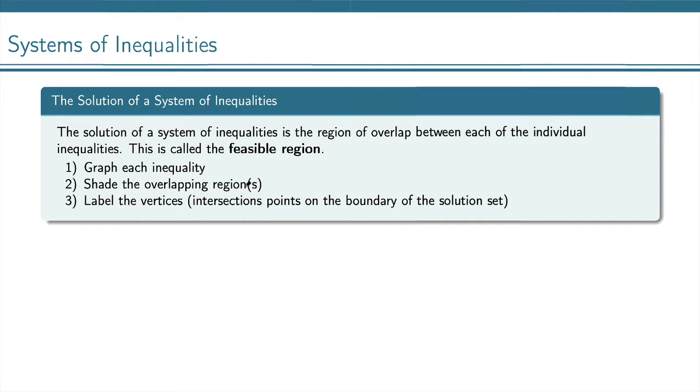And that overlapping region that satisfies all the inequalities is called the feasible region, okay? When we're graphing it, we want to make sure that the feasible region is clearly depicted. And so we're always going to want to label the vertices, okay, which are like the corners of the region.